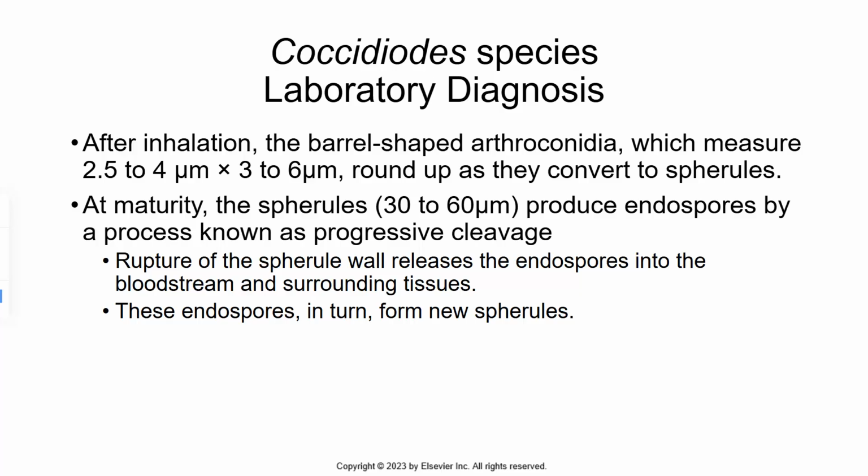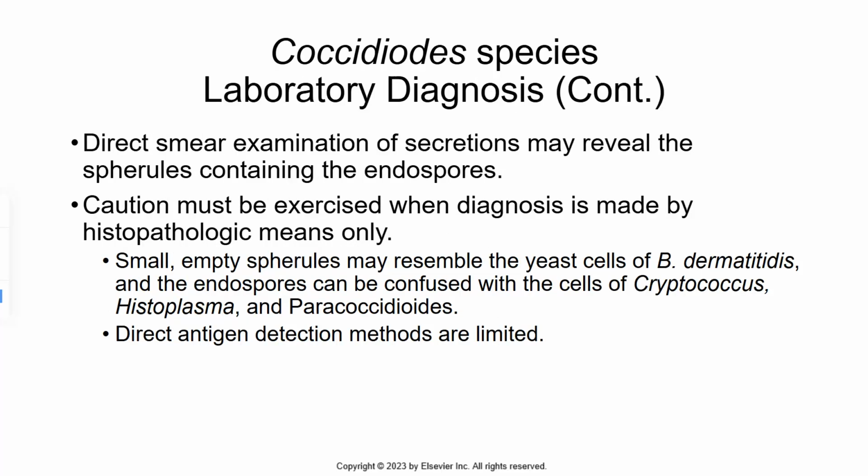After inhalation, the barrel-shaped arthroconidia round up as they convert to spherules. The spherules produce endospores by a process known as progressive cleavage. Direct smear examination of secretions may reveal the spherules containing the endospores. Caution must be exercised when diagnosis is made by histopathological means only. Direct antigen detection methods are limited.